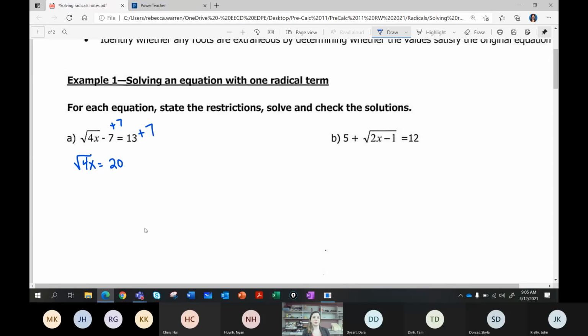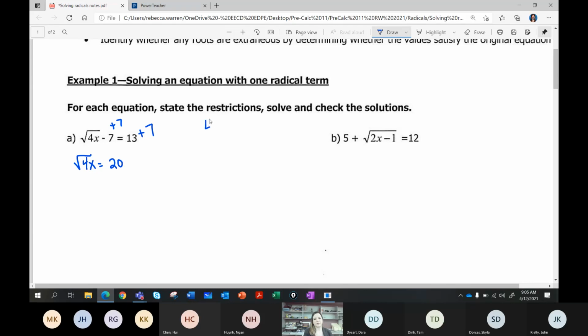Yes, I know a bunch of you are going to know how to solve from here. The other thing that I want to make sure I do is state my restrictions. There's a reason I just rambled on about them for a while. The way you state your restrictions when it comes to solving these equations is you take whatever is under the radical.